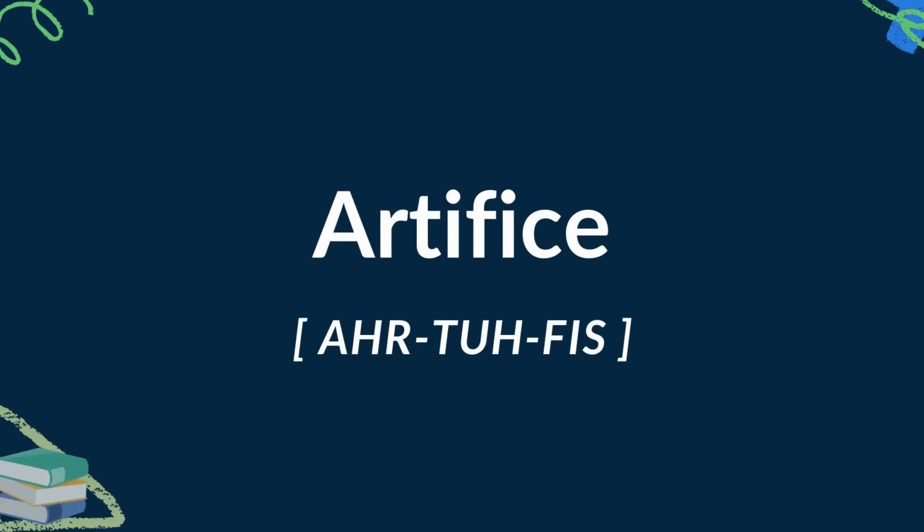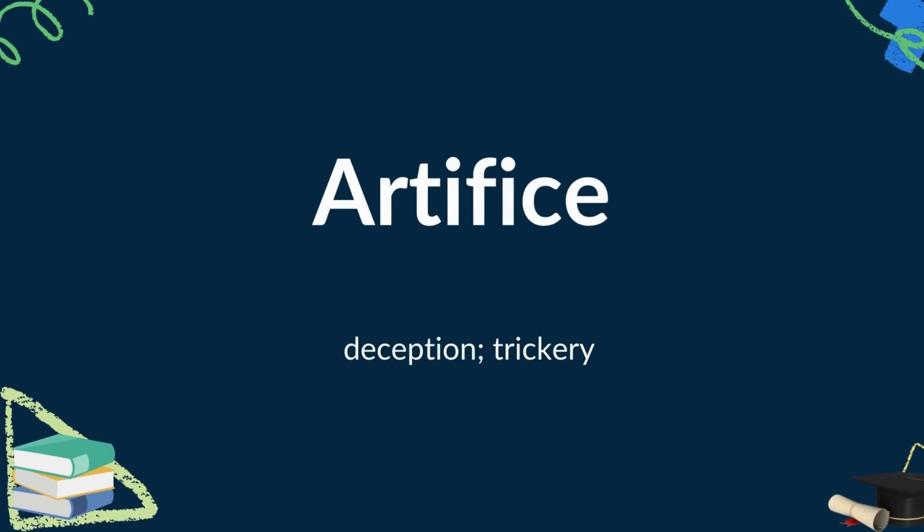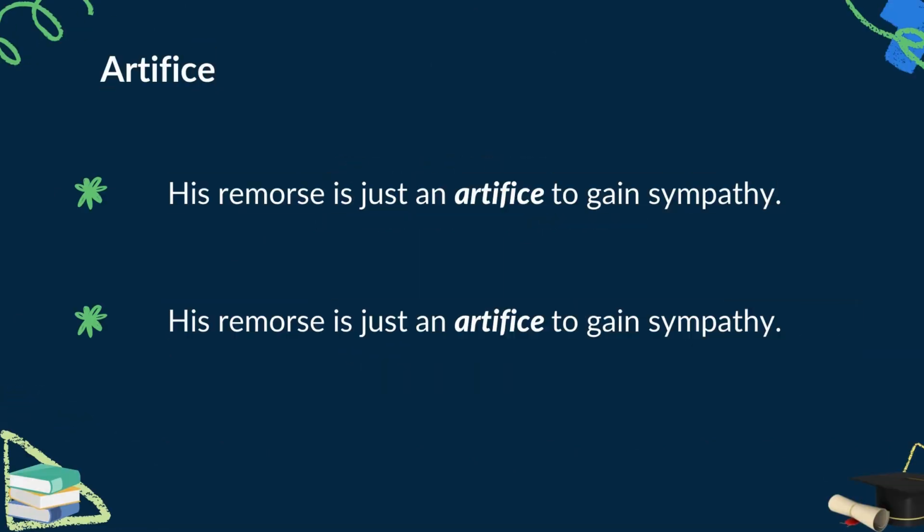The next word is artifice. A-R-T-I-F-I-C-E. Artifice. Artifice means deception, trickery. Here are some ways you can use the word in a sentence. 1. His remorse is just an artifice to gain sympathy.